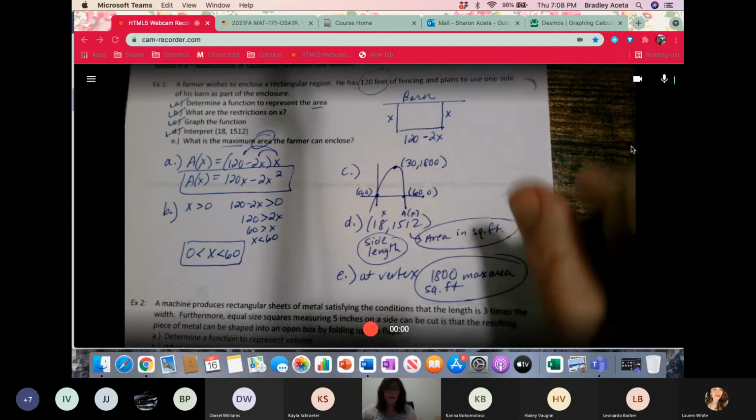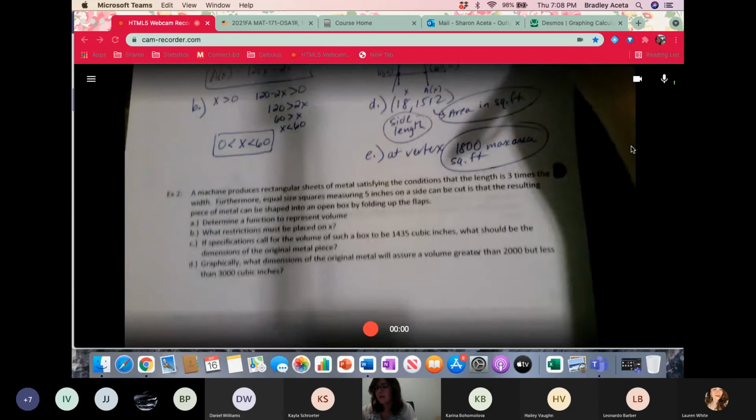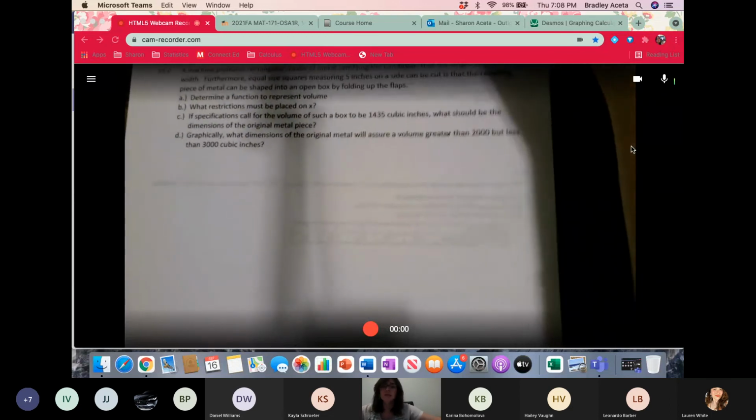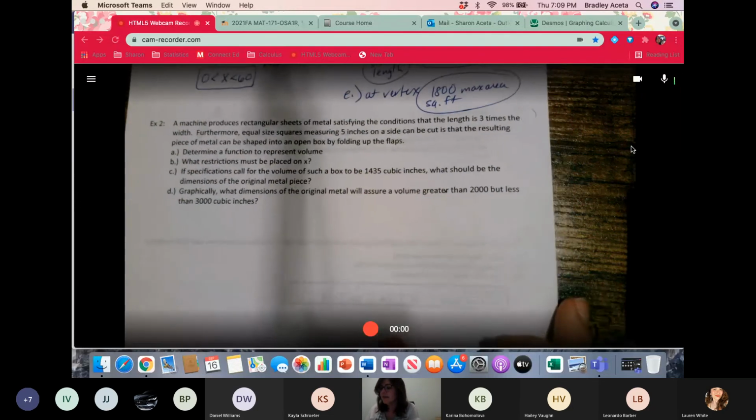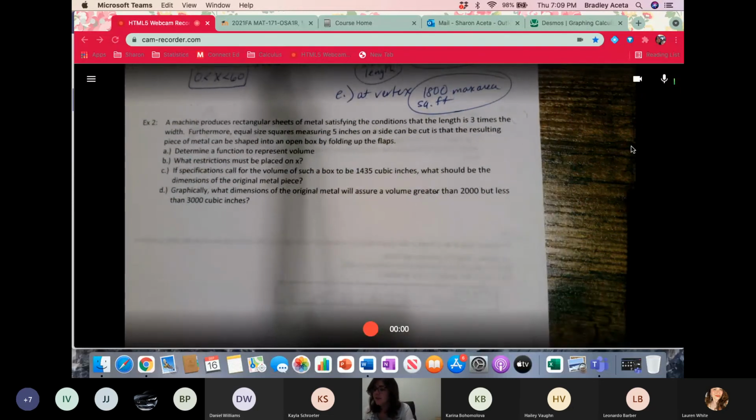All right, let's do number 2. Now I'm going to set you up on number 2, but I'm telling you right now, it's a doozy. It is a crazy one, but you'll see it, so you need to be prepared for it. Okay, so a machine produces rectangular sheets of metal satisfying the conditions that the length is 3 times the width. Furthermore, equal size squares measuring 5 inches on a side can be cut out so that the resulting piece of metal can be shaped into an open box by folding up the flaps.